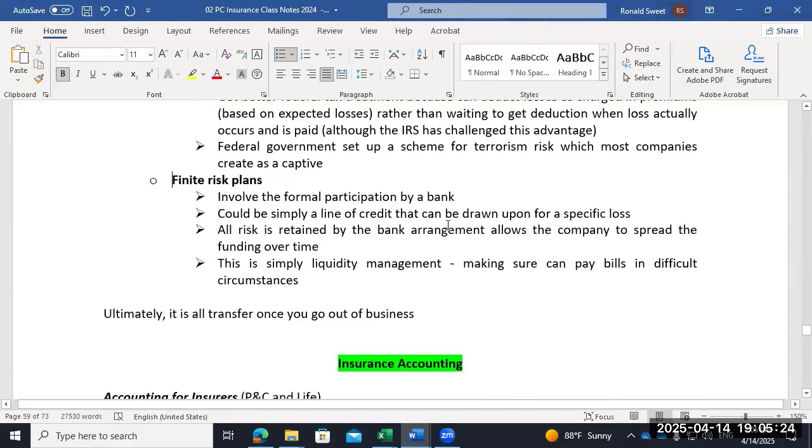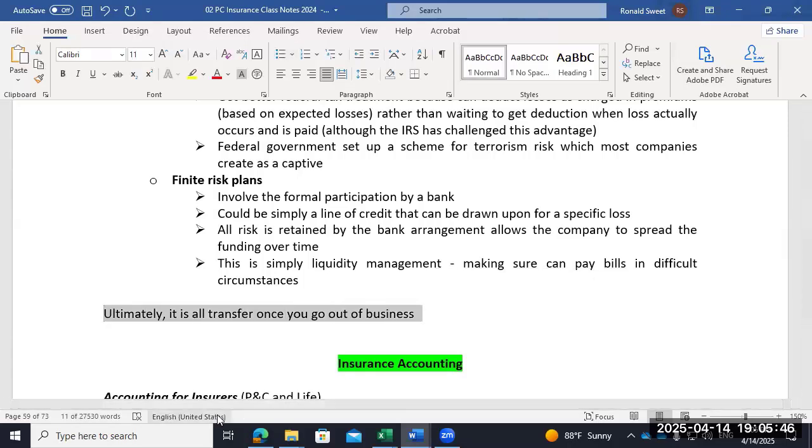And then a finite risk plan is essentially we're not going to insure you, but if something happens, we'll agree to loan you money. You got to pay us back. It doesn't sound like, you know, if you say, hey, if you're in an auto accident, we'll loan you money to buy a car. It doesn't sound like insurance because you got to pay them back. But ultimately, everything is risk transfer, because if you go out of business, your bondholders take it all, right? You transfer the risk ultimately.